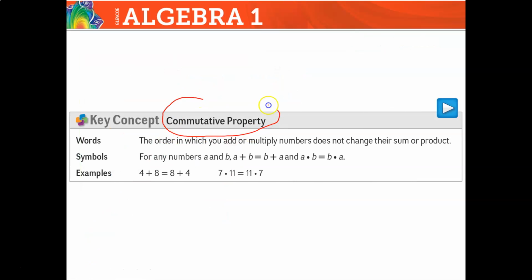Commutative property. You probably started learning this back in 3rd grade, okay? The order in which you add or multiply numbers does not change the answer, the sum or the product. So you know 4 plus 8 is 8 plus 4. 7 times 11 is 11 times 7. This equals 12. This equals 12. This equals 77. This equals 77. Remember, this is only addition and multiplication. This does not work for subtraction or division.